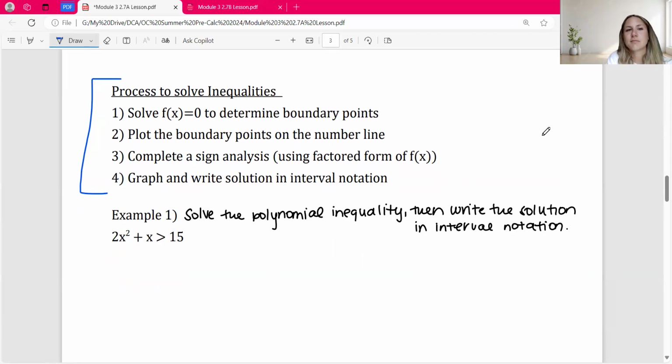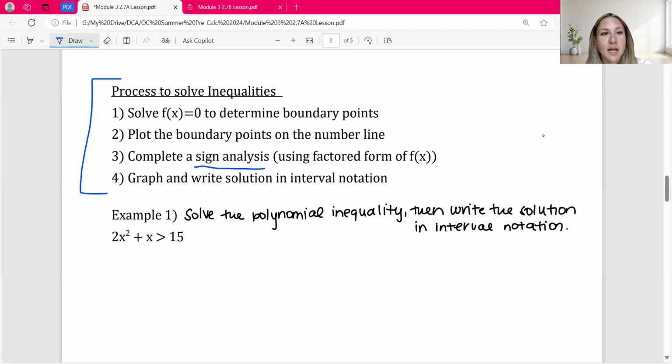A sign analysis might be unfamiliar to you guys, so I will be sure to go through it in these examples, so you'll be able to see what a sign analysis is. Okay, so let's check out this example here. Solve the polynomial inequality and then write the solution in interval notation.